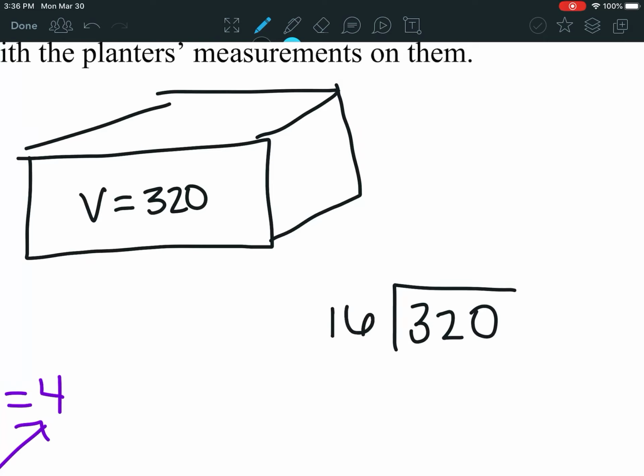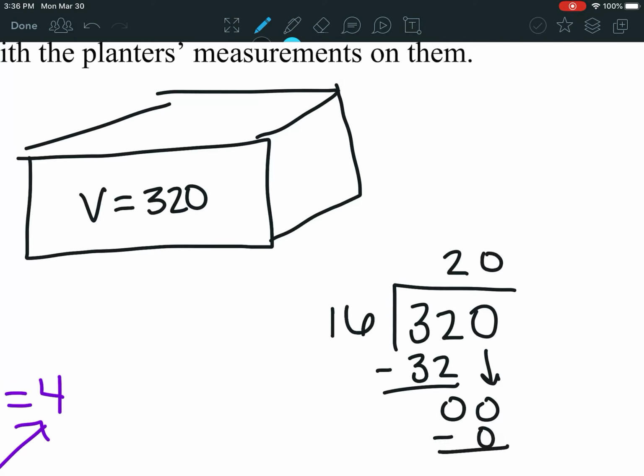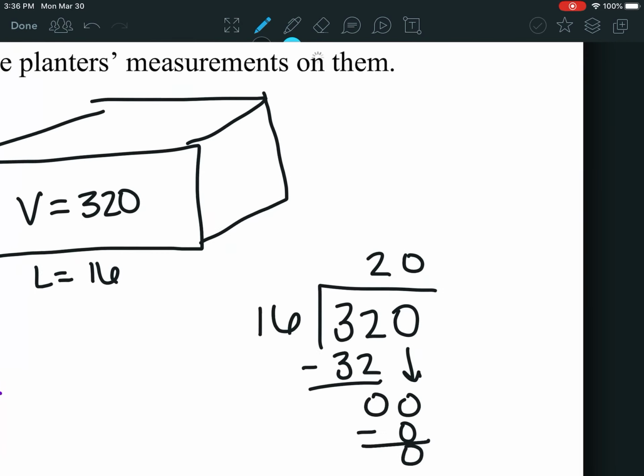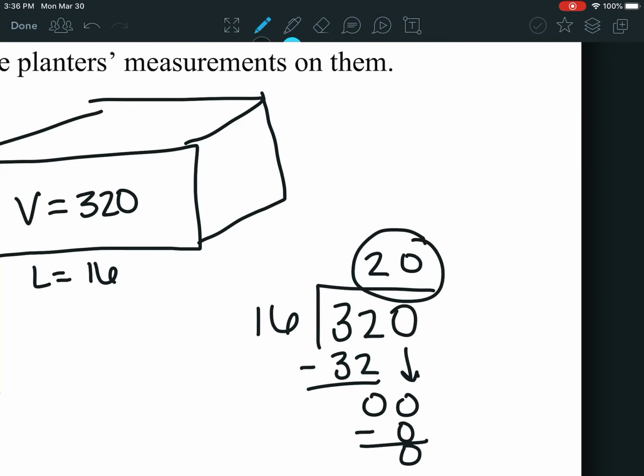16 goes into 32 2 times. 2 times 16 is 32. When I subtract, I get 0. Drop our 0. 0 divided by 16 is 0. So our answer is 20. So now I know my length equals 16. And I have 20 left to find the height and the width.